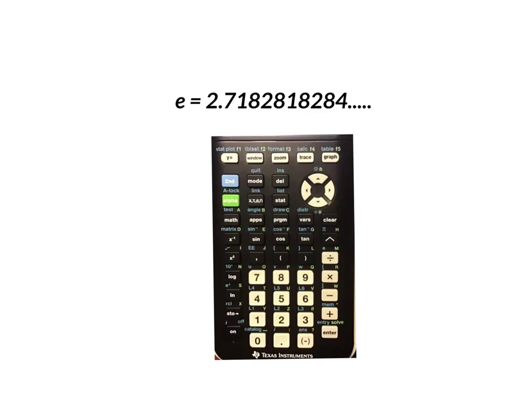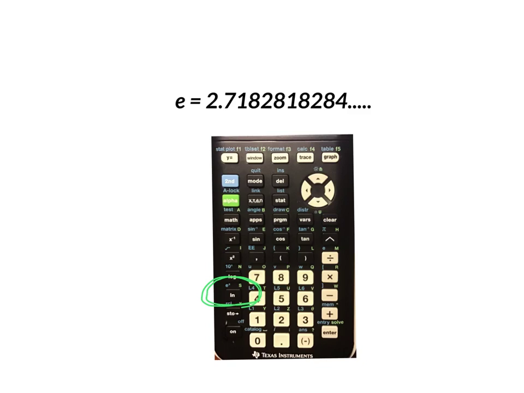E is an irrational number, kind of like pi, except that the values are obviously different. It is 2.71828, 18284, and it keeps going forever. Never repeats, never terminates. One thing I want you to see before we move on from the slide is it's also on your calculator. If you look right there, right above your button, it says LN, which stands for natural log. There's a little E up there.